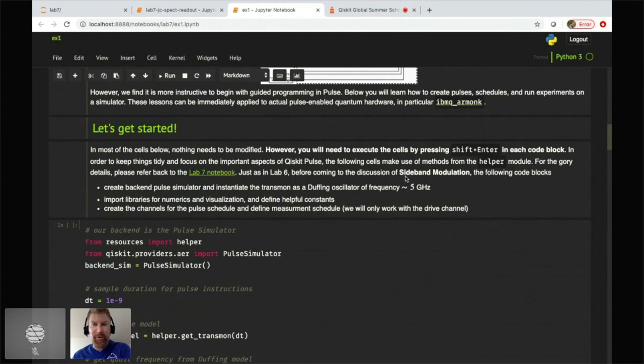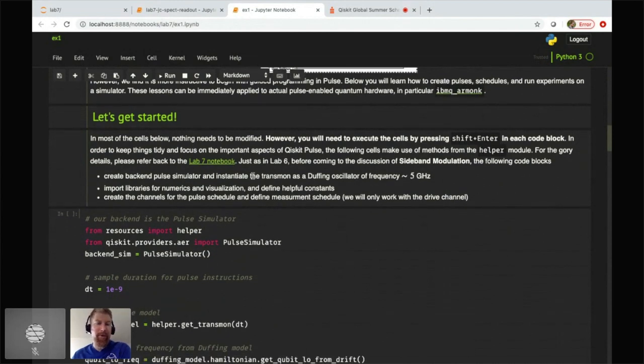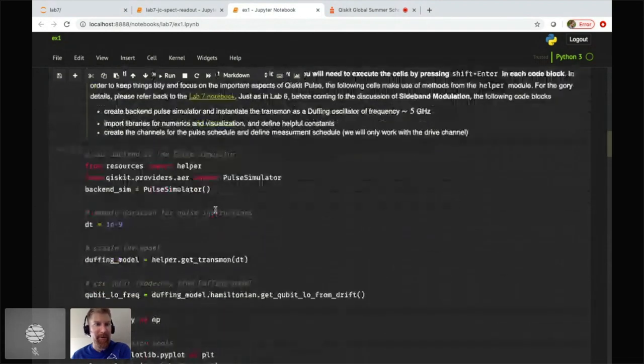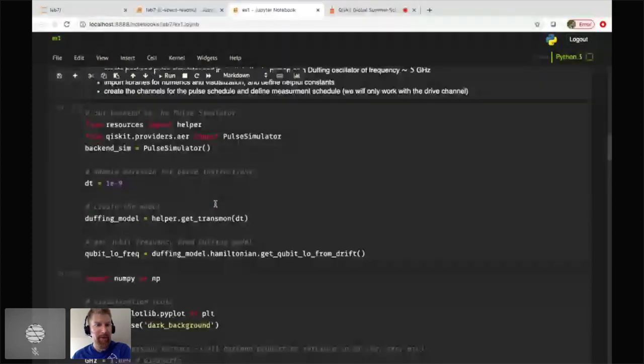So we're pretty much starting here. We're going to make use of the helper module again. You'll need to press Shift Enter to execute each one of these blocks. But we're going to start out with the same steps. We're going to instantiate the transmon as a Duffing oscillator about 5 gigahertz. We're going to import libraries, and we're going to set our correct channels. So this is just the same as yesterday.